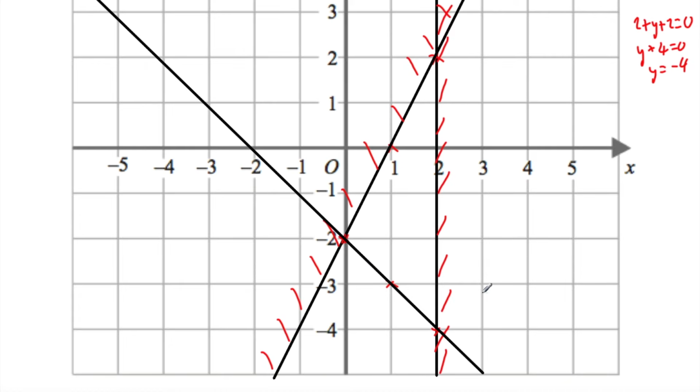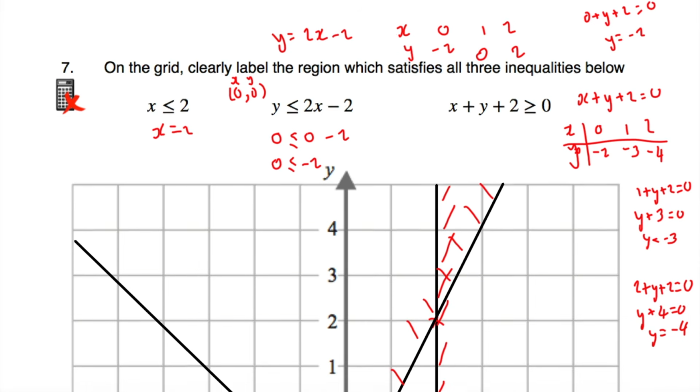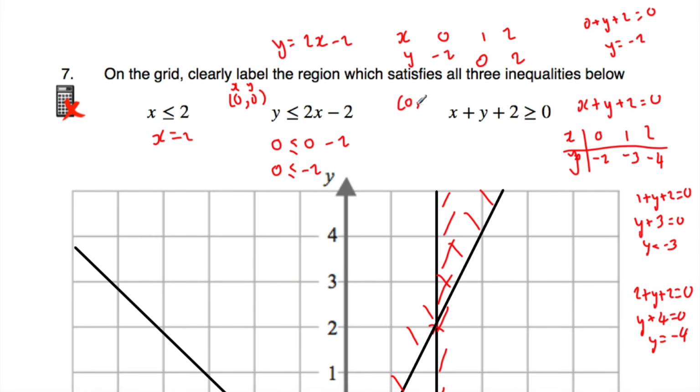Now we need to figure out what side we're going to accept and what side we're going to reject. So let's choose a point that's not on the line. So I'm going to choose the origin again. The origin's not on that diagonal line. So let's go back up here and we're going to choose the origin, which is the point 0, 0, with the x coordinate of 0 and the y coordinate of 0, and let's substitute them in. So 0 plus 0 plus 2 is bigger than or equal to 0. Well, 2 is bigger than or equal to 0. So yes, that would work.